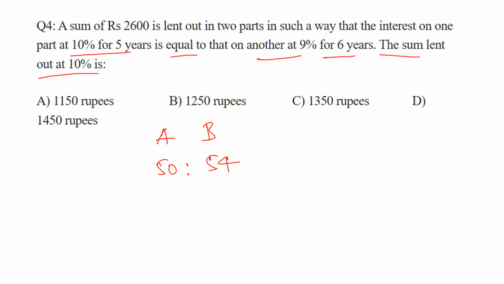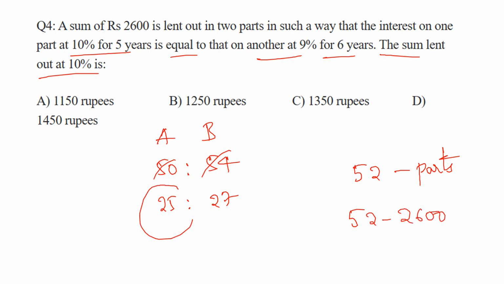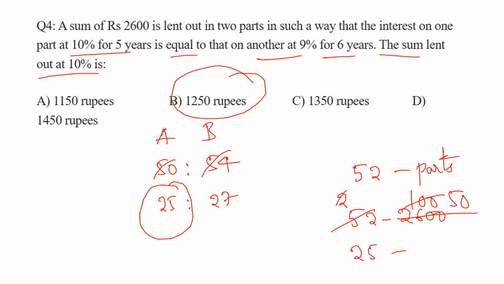So let's say 50 is to 54. Let us take it like this: 25 and 27. What is the total here? 52, right? Total parts, 52 parts. 52 parts is 2600 total. What they are asking is A's total sum here, 25. So 26 into 2, 26 into 1. Two ones, two fifties. 50 into 25, that is 1250. So 1250 is the answer.